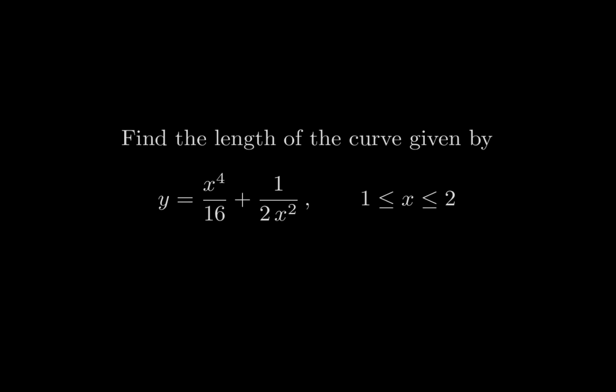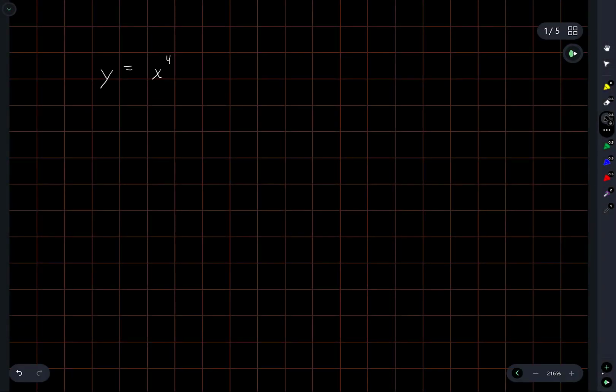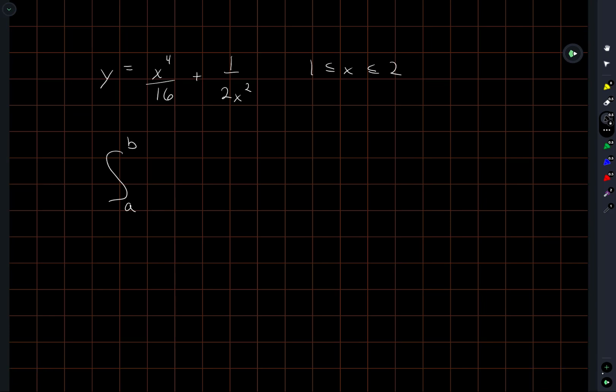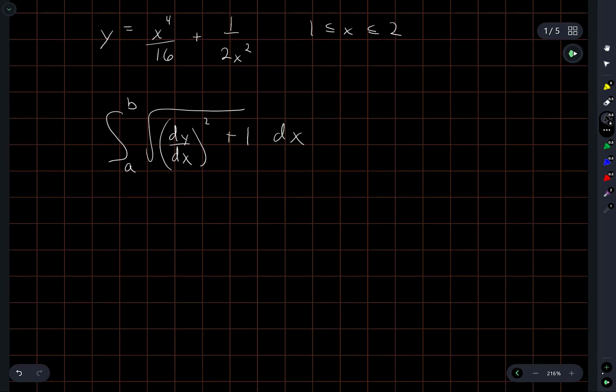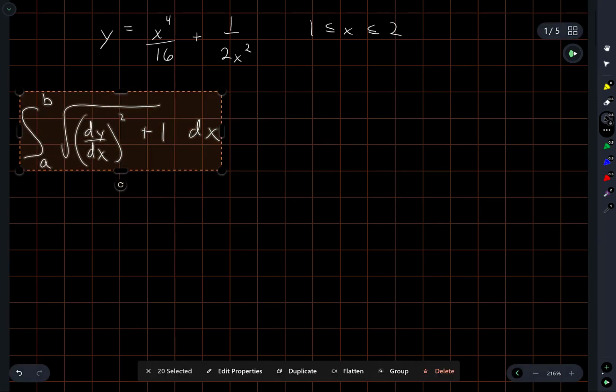Okay, so the first thing I'm thinking is I need to remember what the formula is for the length of a curve when it's given in terms of a function of x like this. If I remember correctly, it'll be the integral between the endpoints for the values of x, of the square root of (dy/dx squared plus 1) dx. So informally, what is the best way to remember this?